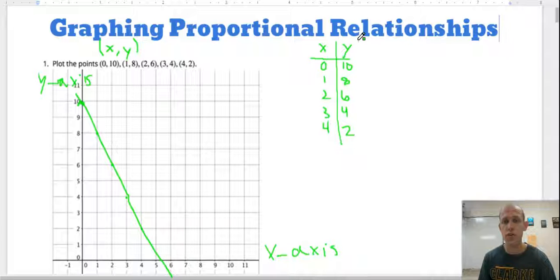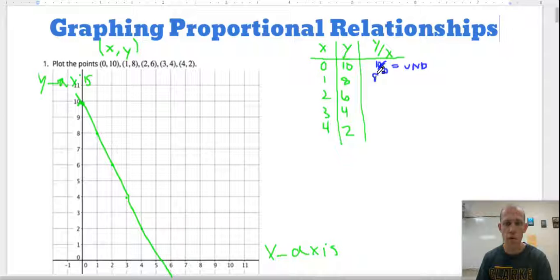Now we have to look to see, is it proportional? So when I take y divided by x, will that come out to be the same proportion every single time? Will it have a COP, a constant of proportionality? So 10 divided by 0, well, that's not a very good one because you can't divide by 0. So let's kind of move away from that. That we call undefined.